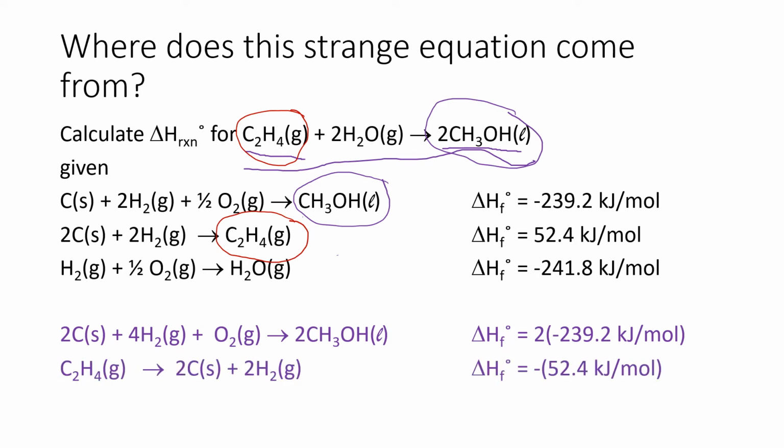And so that's what we'll record next down here at the bottom. We just took that second formation reaction and flipped it around. And when we flipped it around, we had to change the sign on our delta H. So we wound up with a negative sign right there.